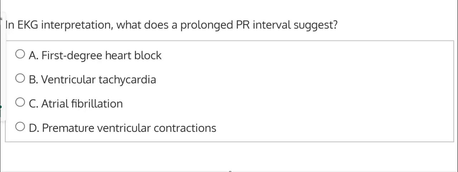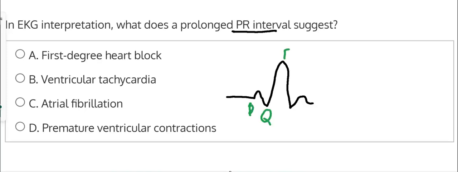In EKG interpretation, what does a prolonged PR interval suggest? So when you have your EKG wave, you have your P, your Q, R, S, and your T wave. So we'll just label that so we can understand better. So we have our P, our Q, R, S, and our T.